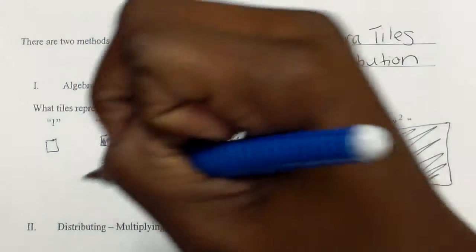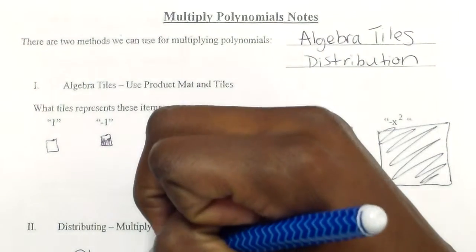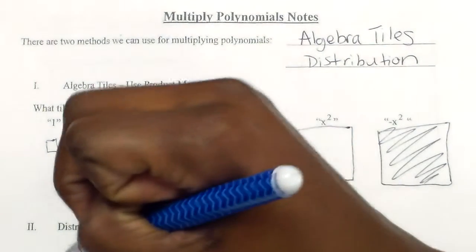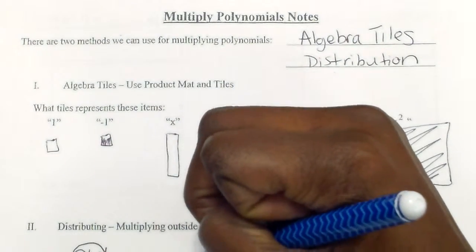Distribution method. You multiply the number on the outside of the parentheses by what's inside. So 4 times x would be 4x, and 4 times -12 would be -48.